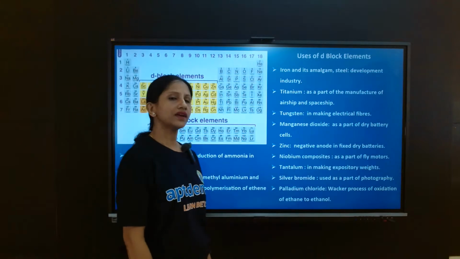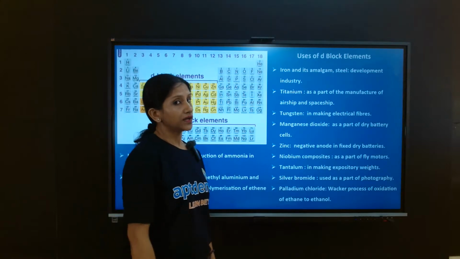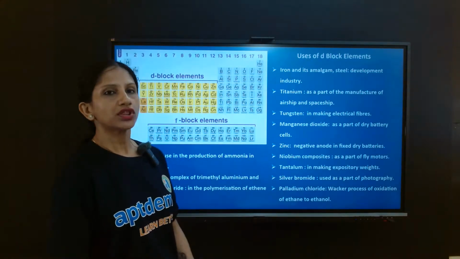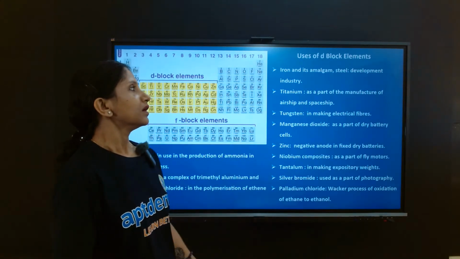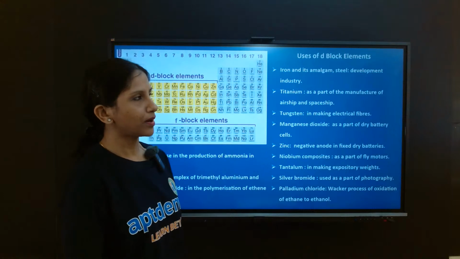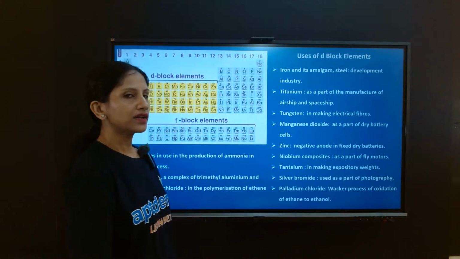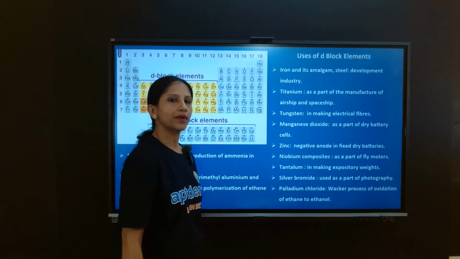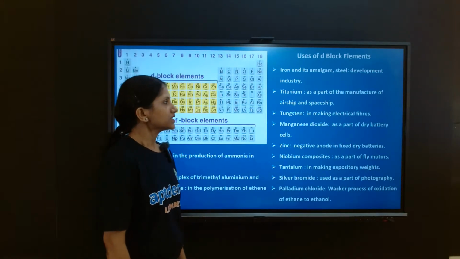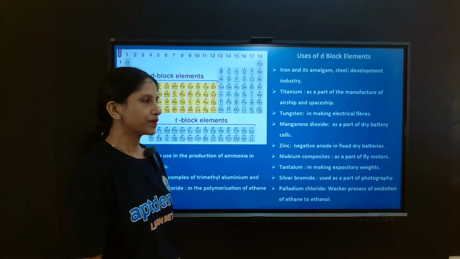Now the question: are these elements of D block and F block really useful in our day-to-day life? The answer is yes, they are very useful. So I am going to share with you some of the very useful aspects of the D block elements first, and in the next slide I will be discussing the uses of F block elements. So you can see that iron is a D block element. Iron and its alloy, which is steel, can be used in the construction industry. Titanium can be used as a part of the manufacture of airships and spaceships.